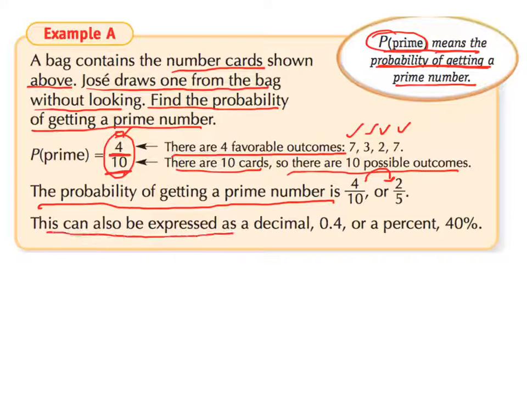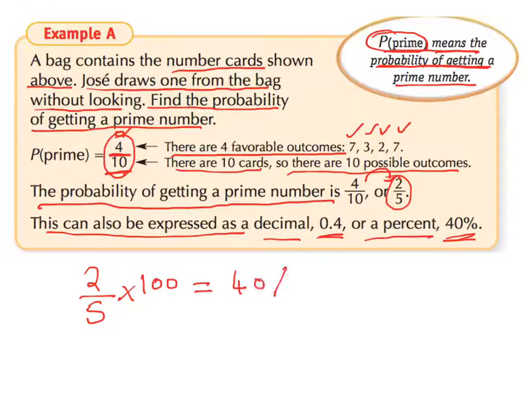This can also be expressed as a decimal. 2 over 5 as a decimal is 0.4. Or as a percent, it is 40%. How will you change a fraction to a percentage? 2 over 5 multiplied by 100. And that is going to be 40%.